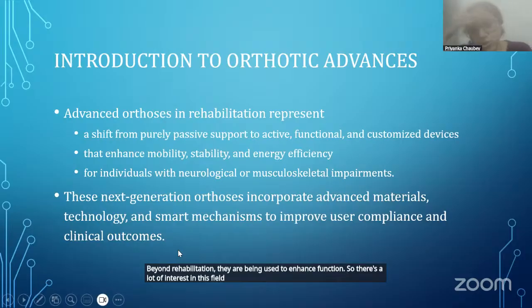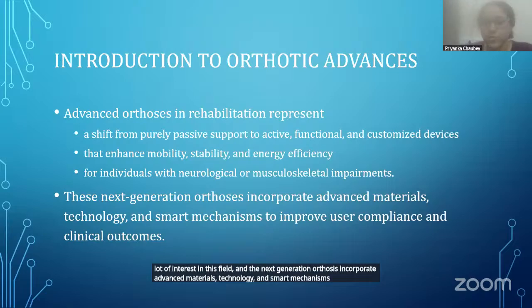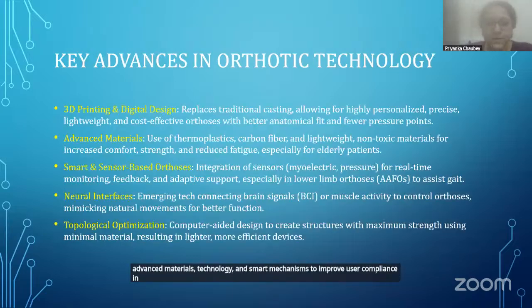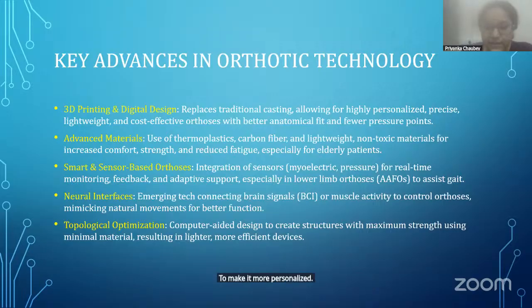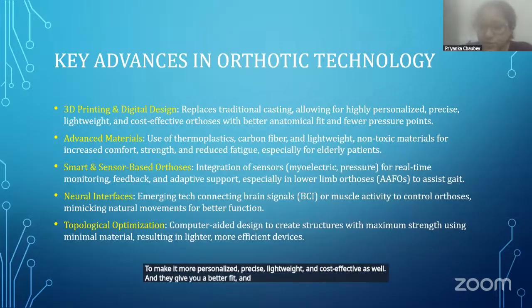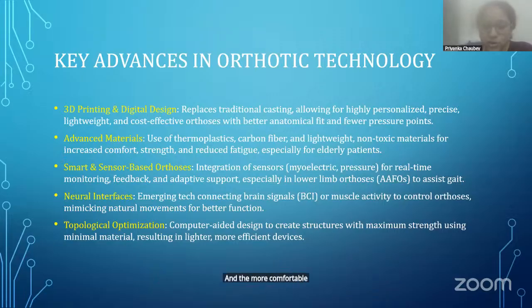The next generation orthoses incorporate advanced materials, technology, and smart mechanisms to improve user compliance and clinical outcomes. So what are these advances? Mainly there is printing technology, in terms of 3D printing and design, to make them more personalized, precise, lightweight, and cost effective as well. They give you a better fit and fewer pressure points. Then there are advanced materials like thermoplastics and carbon fiber, which are lightweight, non-toxic, more comfortable as well as strong. They also reduce fatigue, especially for the elderly.